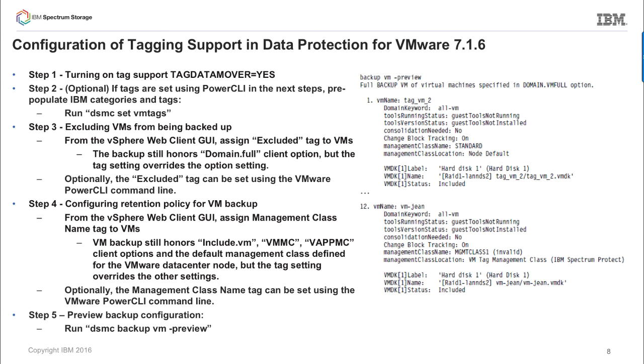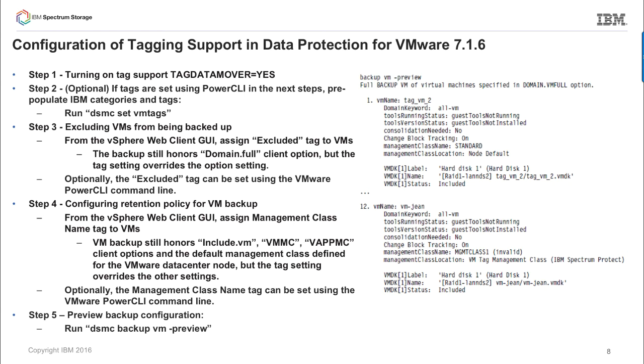So in order to use the tagging support in 7.1.6, what you have to do is go to the dsm.opt file and turn it on using this VMTAGDATAMOVER equals yes option. Then from there you'll need to go ahead and either populate the tags using the vSphere web client or populate the tags using the PowerCLI command line. Now you can pre-populate IBM categories and tags using this DSMC SET VM TAGS command, if you choose to use the PowerCLI command line.